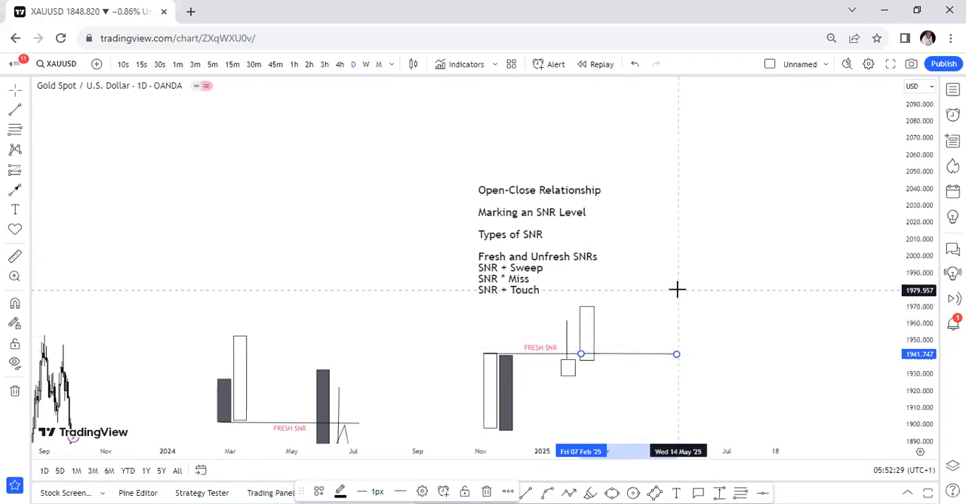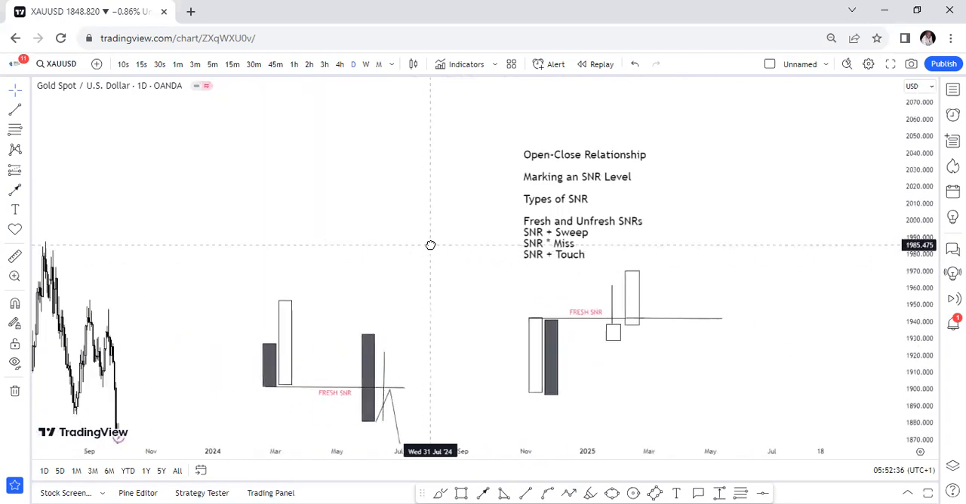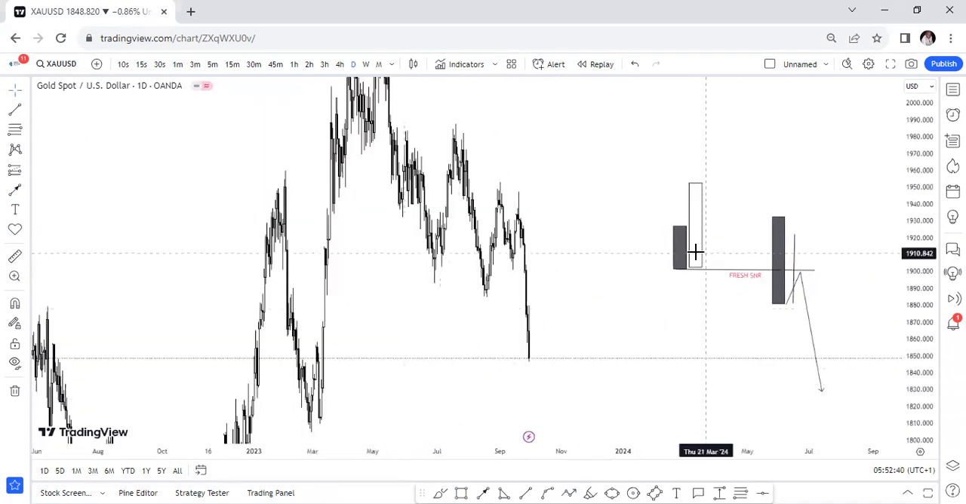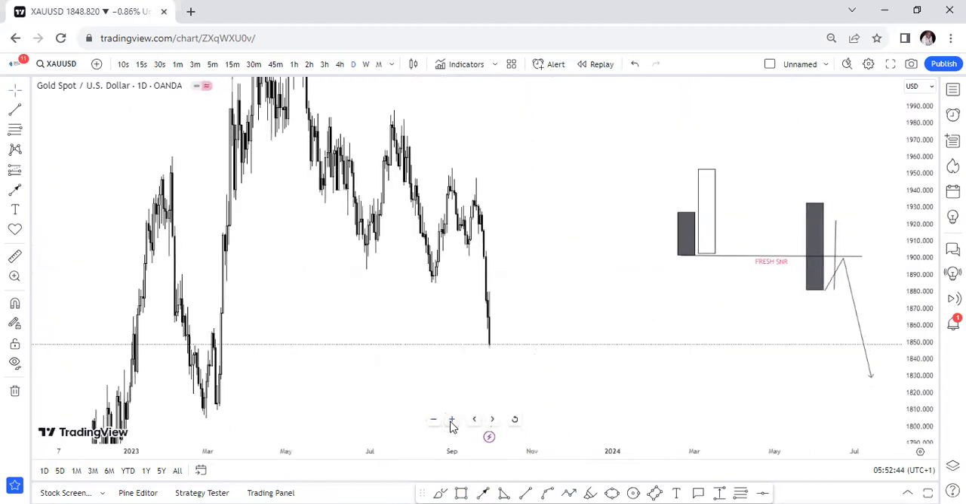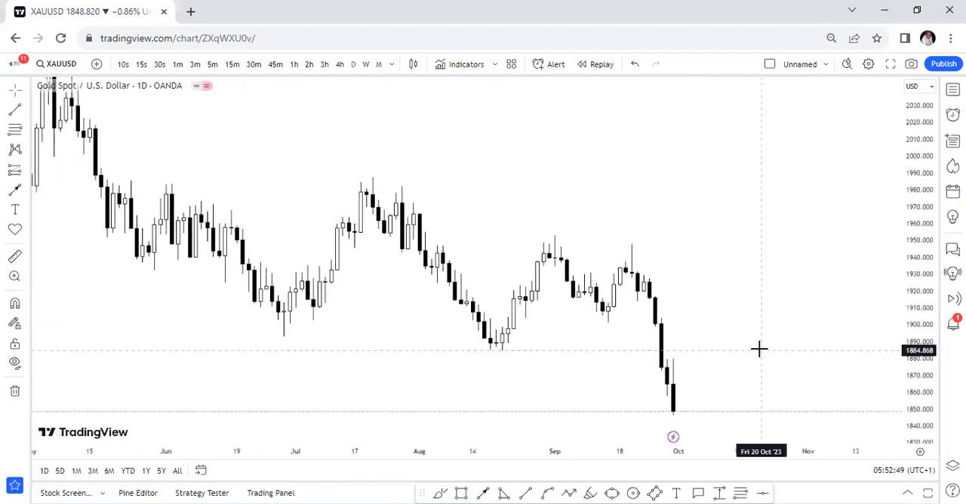Right? So that is the logic. So fresh and unfresh levels, we are going to make use of that in our DC. So let's expand this and see how it is in the charts.